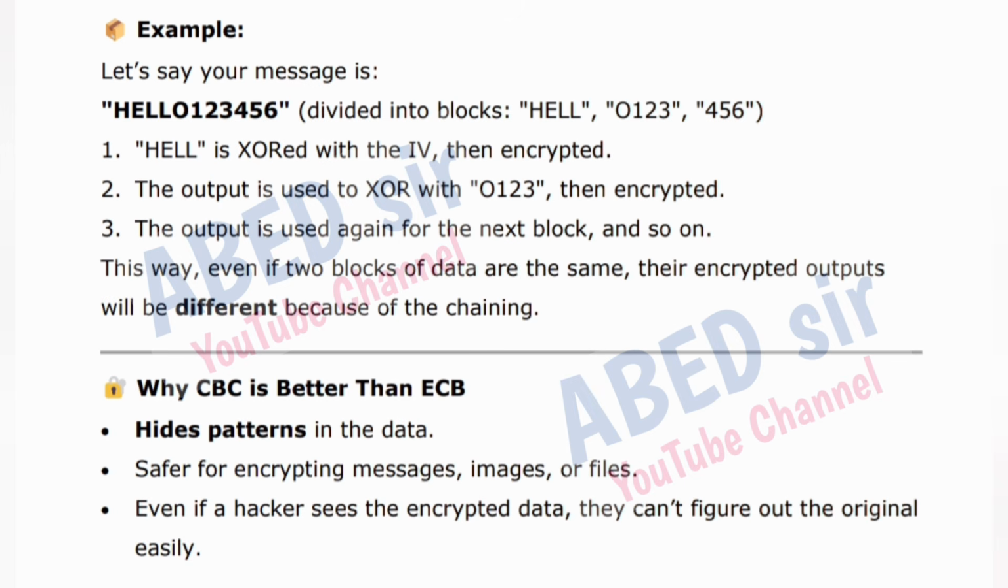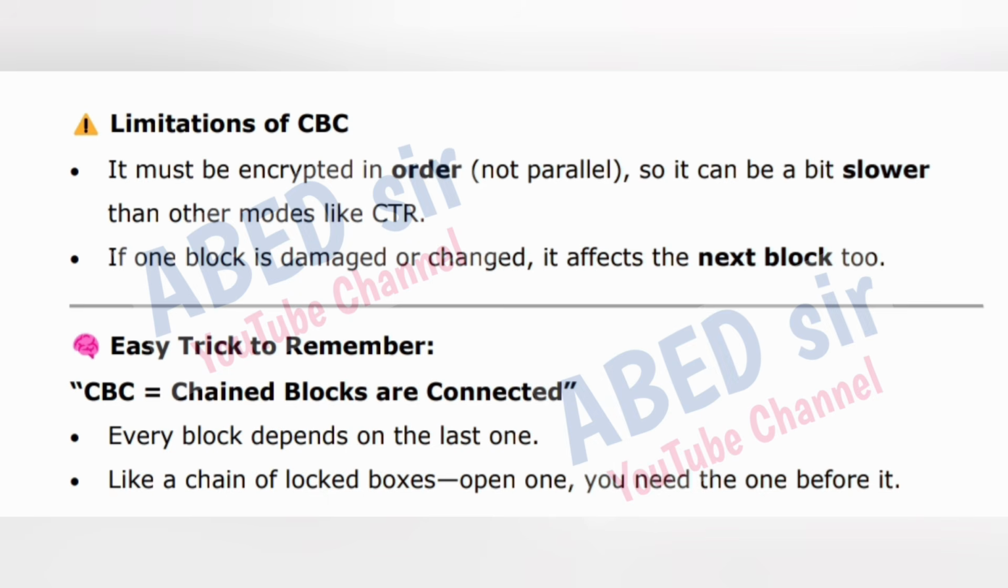Why CBC is better than ECB? Hides patterns in the data. Safer for encrypting messages, images, or files. Even if a hacker sees the encrypted data, they can't figure out the original easily. Limitations of CBC. It must be encrypted in order, not in parallel, so it can be a bit slower than other modes like CTR.